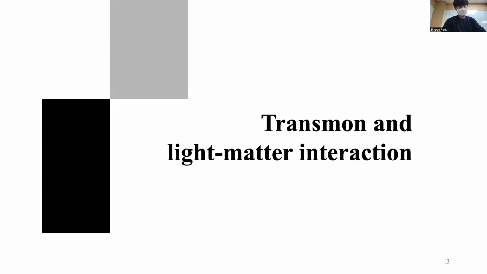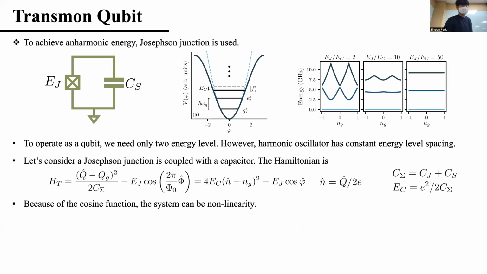Okay, let's think about the transmon. To operate as a qubit, we need only two energy levels. However, the harmonic oscillator has constant energy level spacing: h bar omega, 2 h bar omega, 3 h bar omega. It's not good.